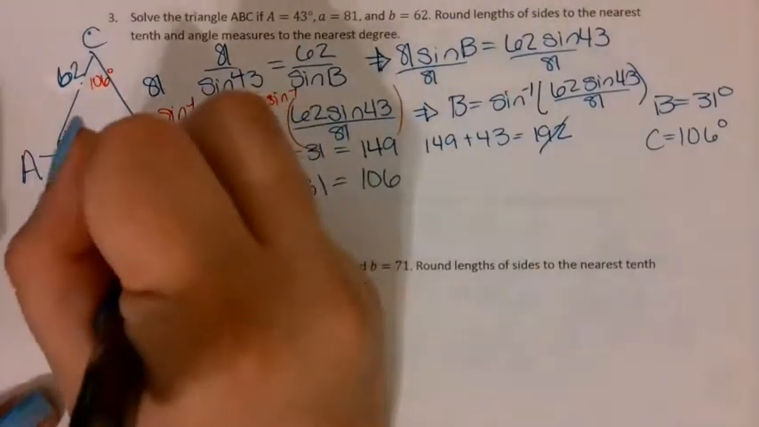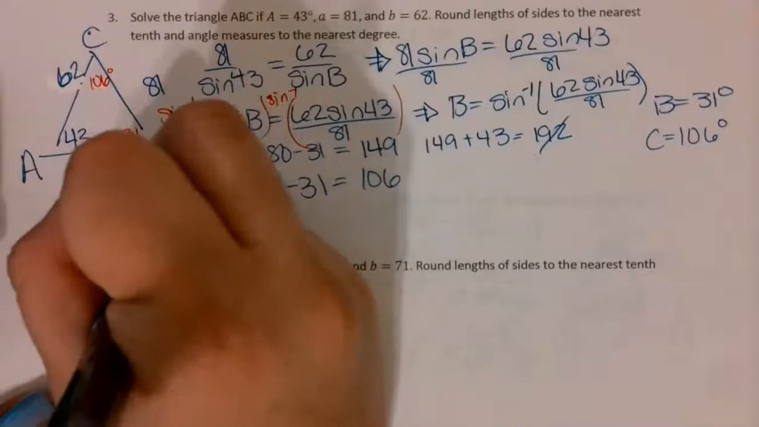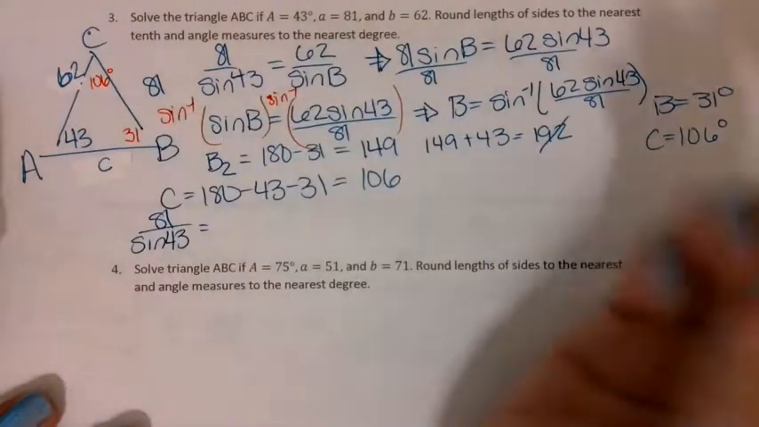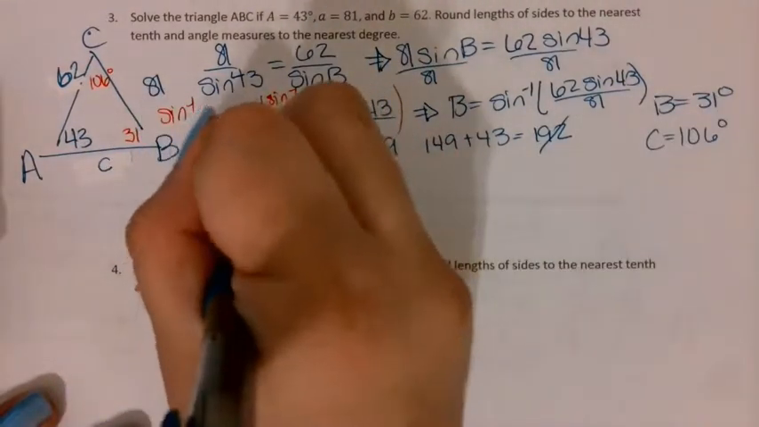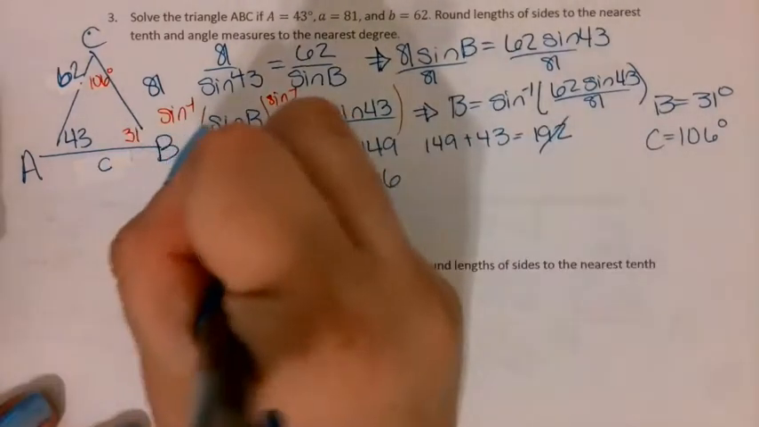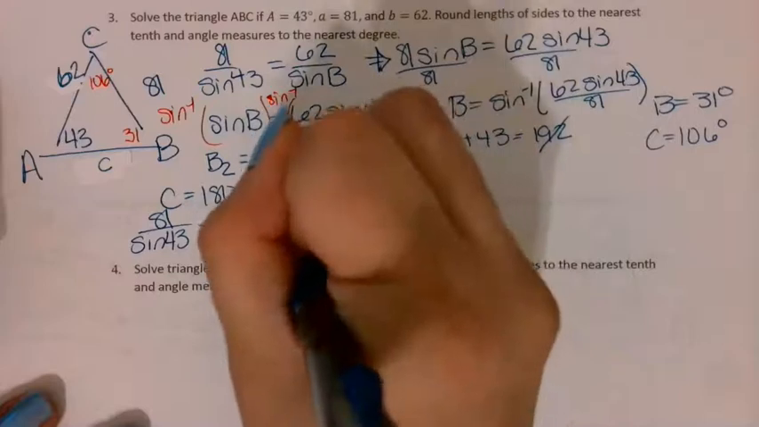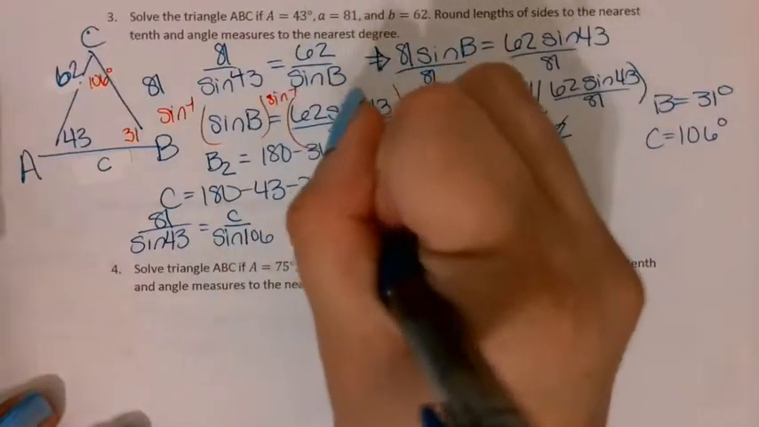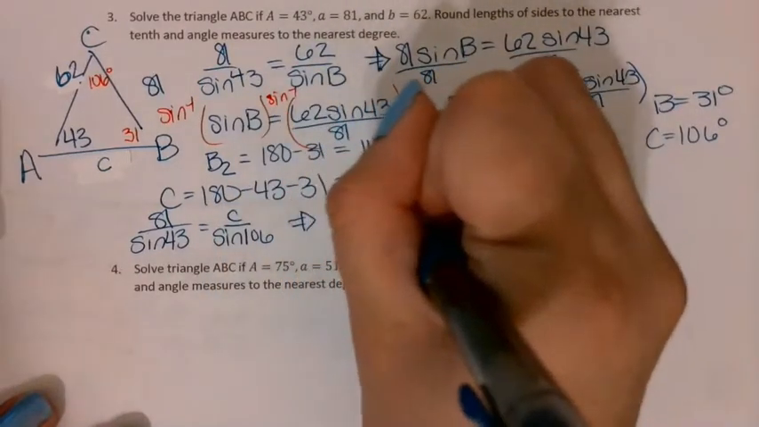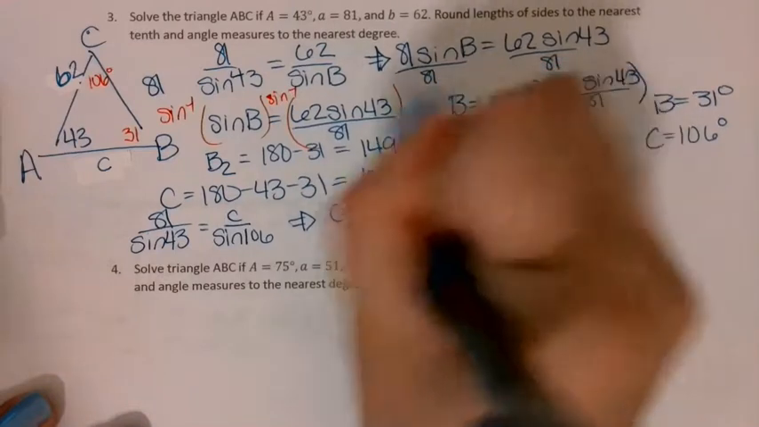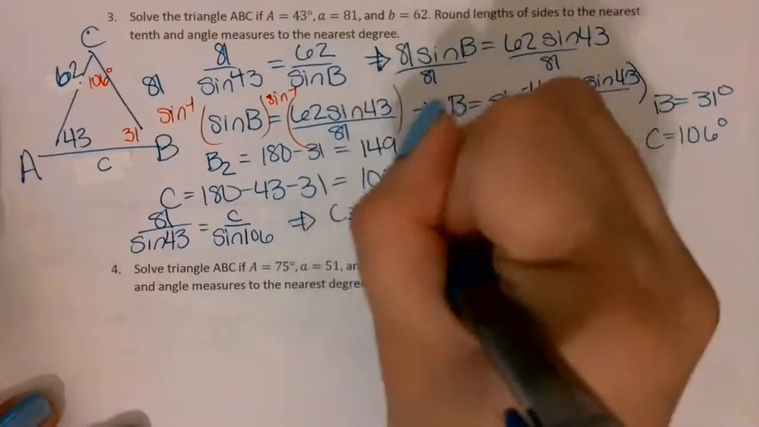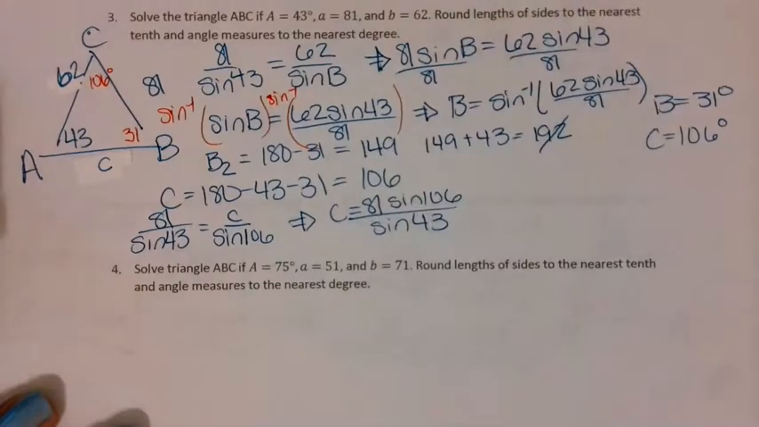So I'm going to use 81 over sine of 43 again for my A value. Then for my C's, I don't know the side length, but I do know this angle measure. So I write it like that. Then I want to rewrite it, so I have C equals 81 times sine of 106 over sine 43. I type that into the calculator.